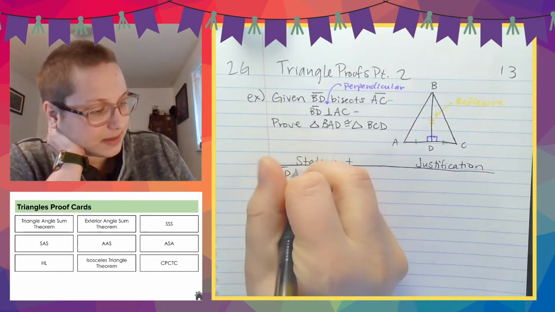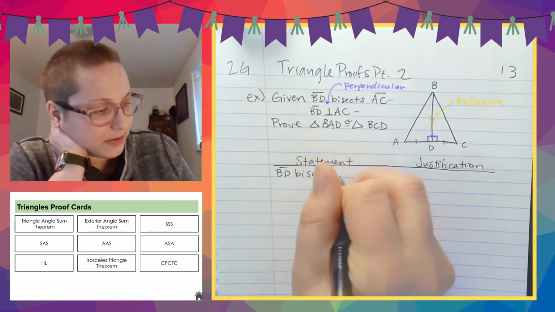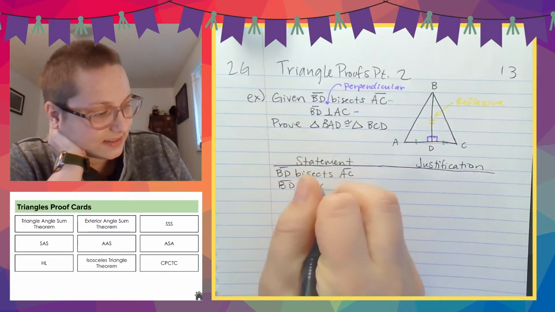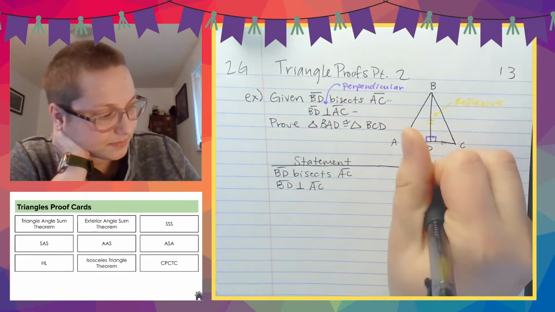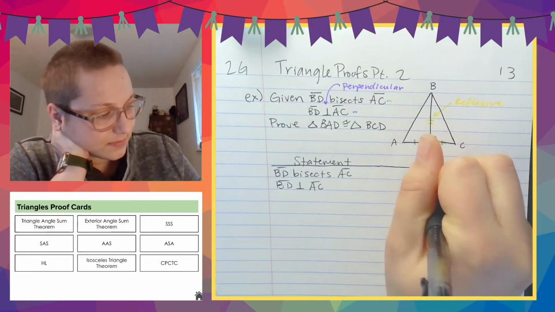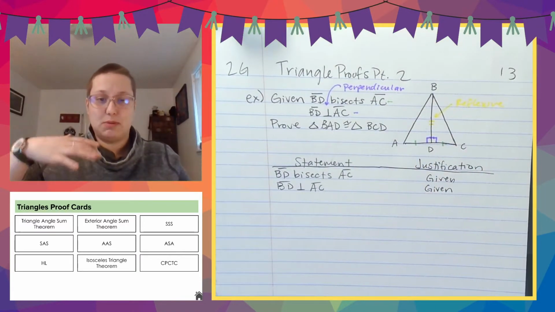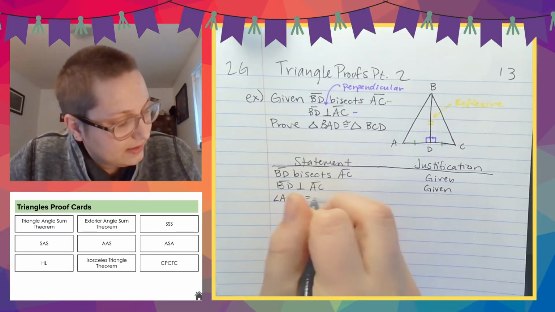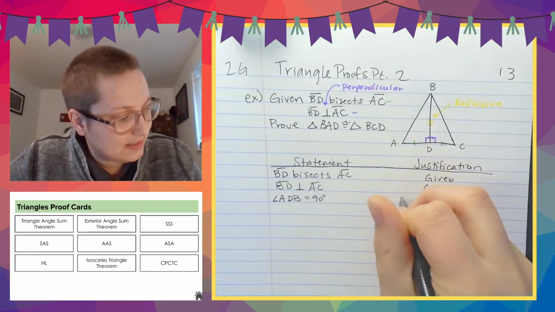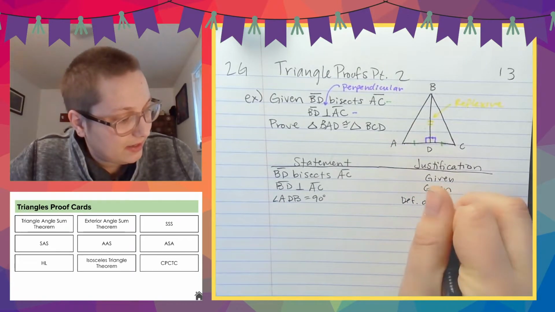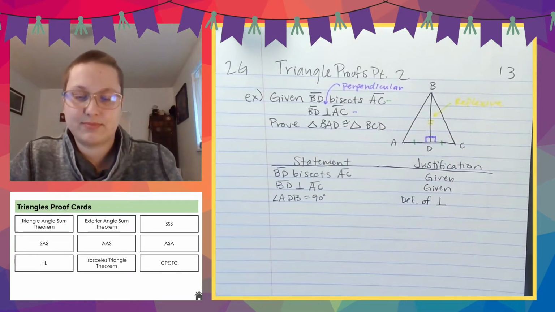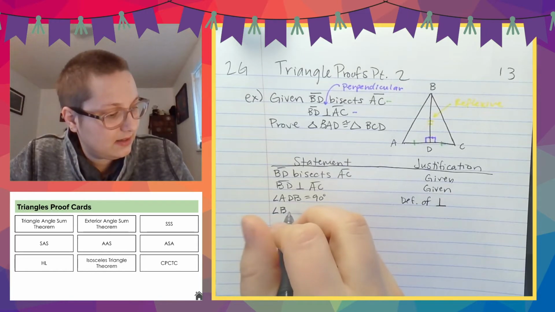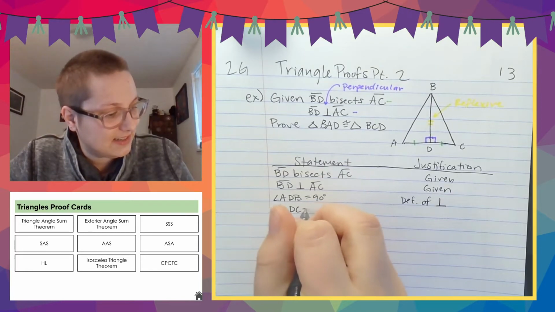Okay, so BD bisects. This looks familiar. Maybe I did this already. And then BD is perpendicular to AC. Those are both given. Okay, and then because BD is perpendicular to AC, that means that angle ADB is 90 degrees. And that's the definition of perpendicular. See how I just used the symbol again? It's the same. And then angle BDC is also 90 degrees.